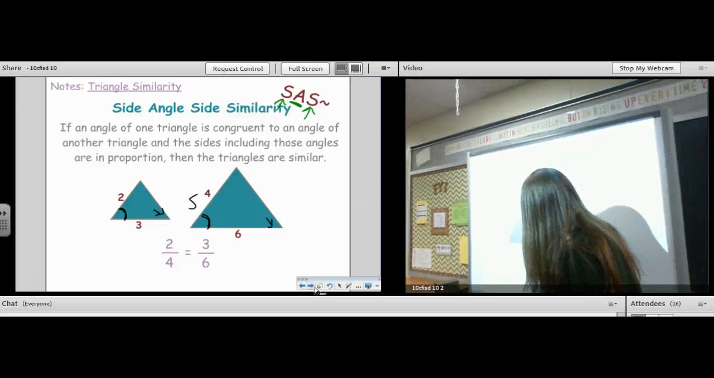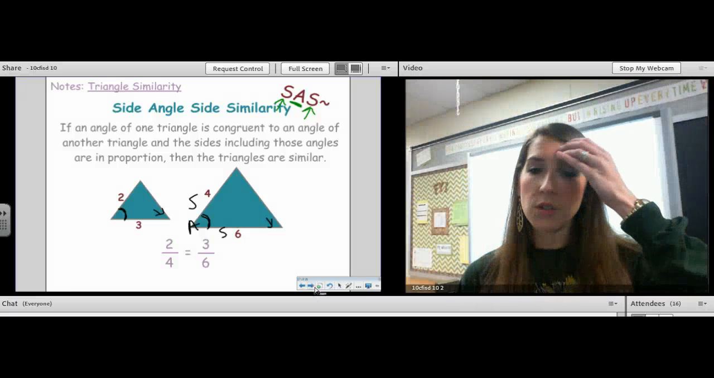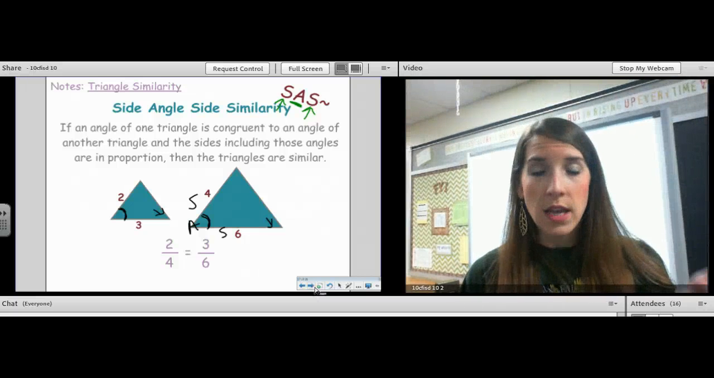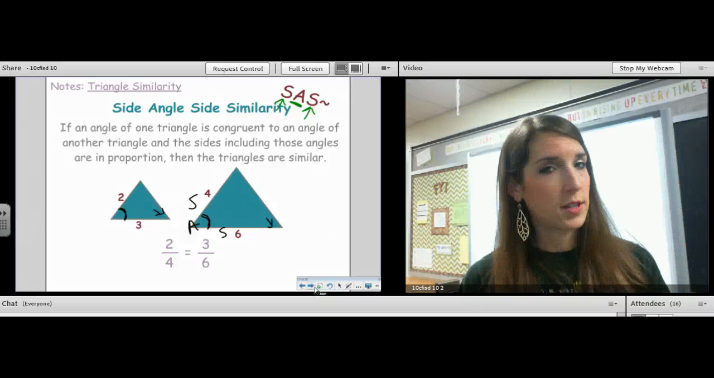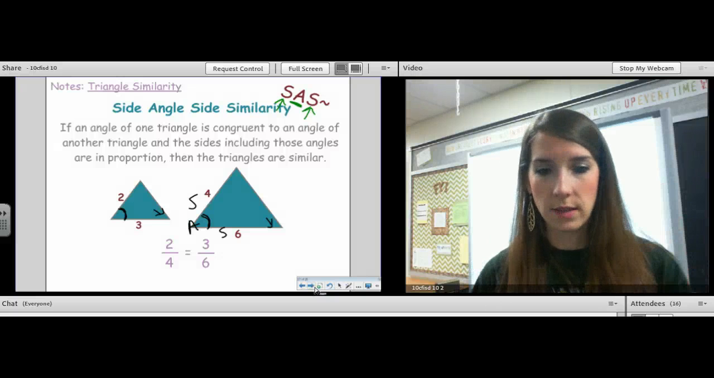Side, angle, side. Okay? And then you check to see if your angles are equal, and you check to see if your sides are proportional. Your sides aren't going to be equal, they're going to be proportional. Does 2 go with 4 as 3 goes with 6? Yes.